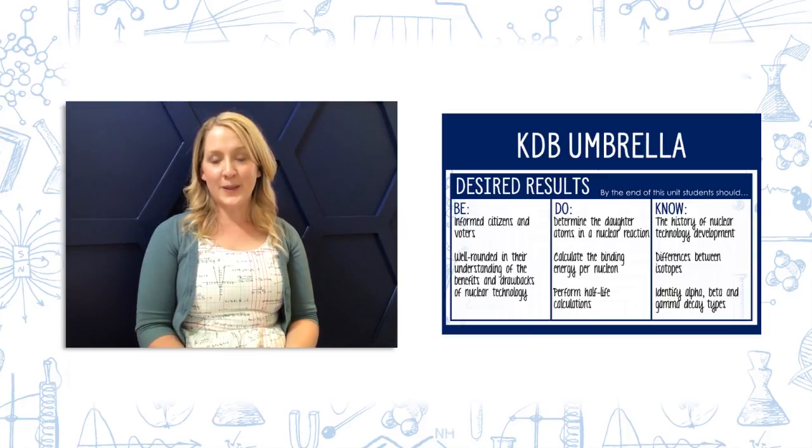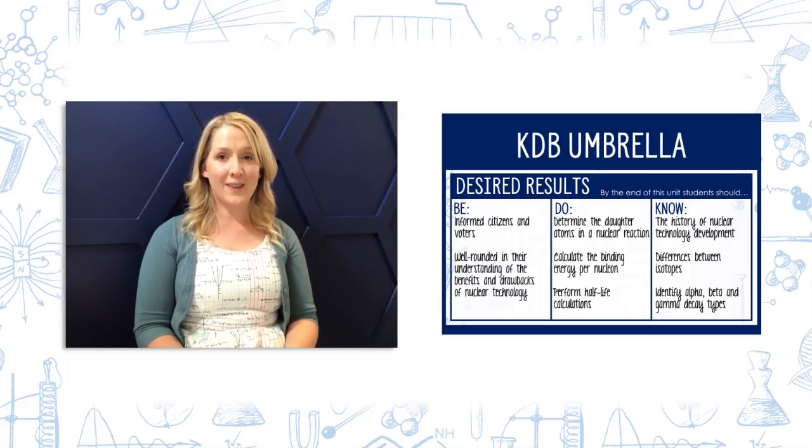When you're planning your units this year, it's going to be increasingly important to focus on what your students should be at the end of the unit, less so on what they need to know or do. So when you're planning, you may have heard of the KDB umbrella. That's know, do, be. What should the students know at the end of the unit? What should they be able to do? And who should they be at the end?